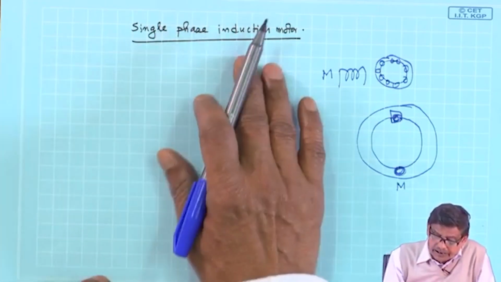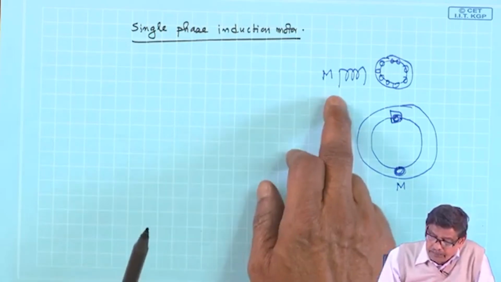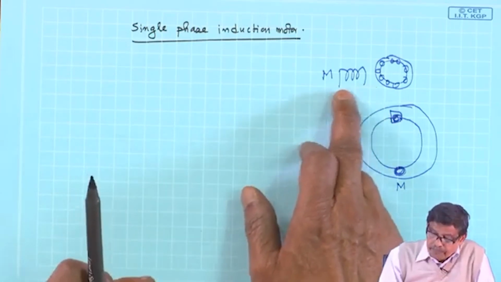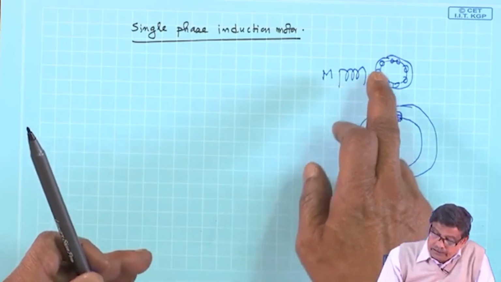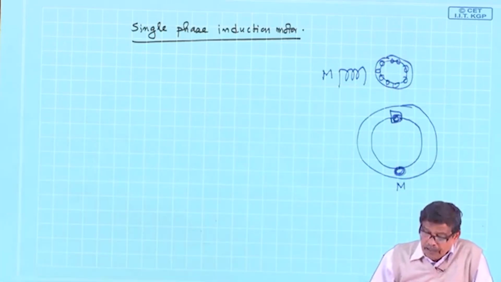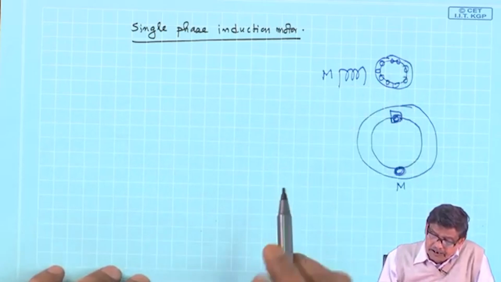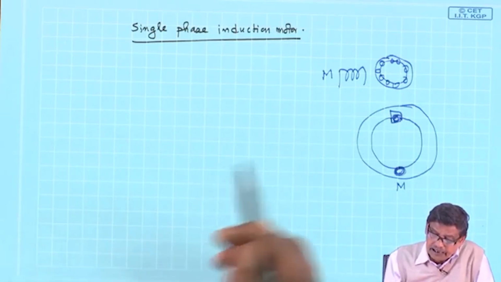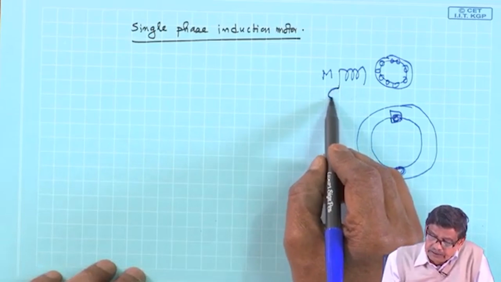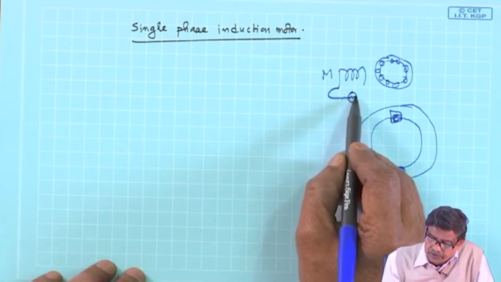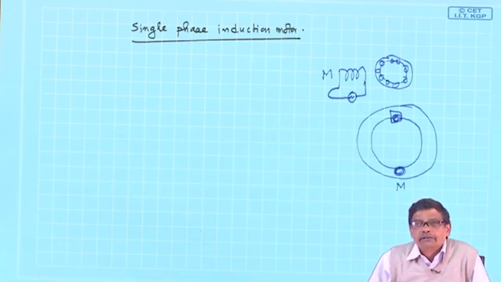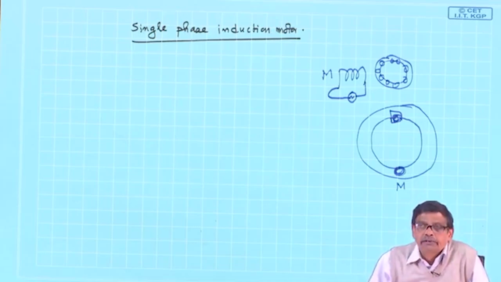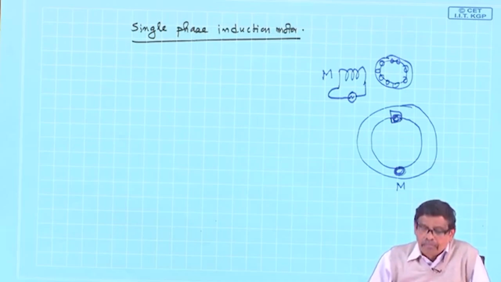So, a single phase motor will have at least one winding, call that winding M, and a rotor. Now, let me ask this question: if you connect a single phase source to this winding, what will be the consequence? Do you think the motor will run? Do you think there will be rotor current? What is going to happen?